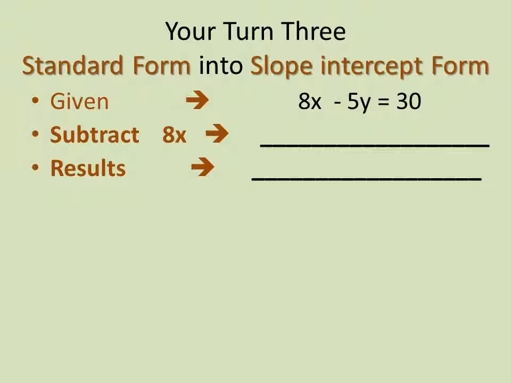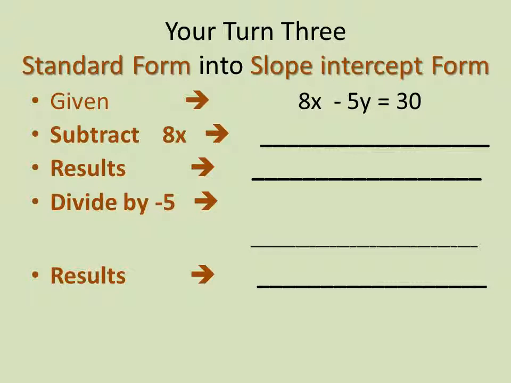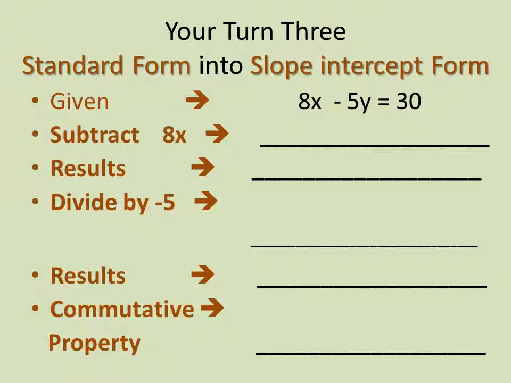Look at this new equation. What do you need to do now to get it into slope-intercept form? Did you say divide by negative 5? You're right. Let's divide every single term by negative 5. What are your results? Again, to get it into truly slope-y-intercept form, let's switch the two terms on the right hand side around to get it into y equals mx plus b.